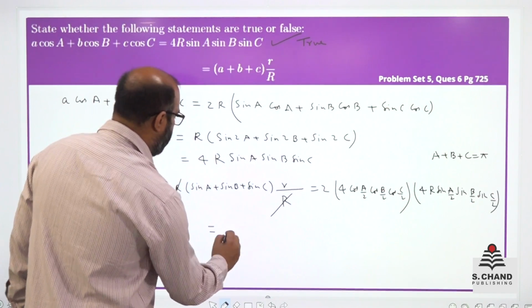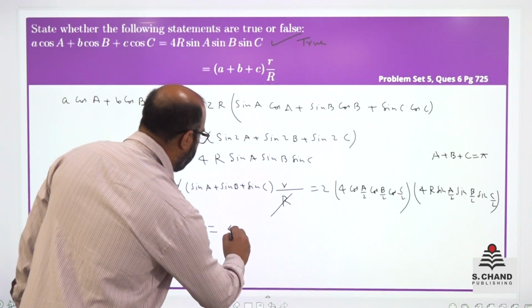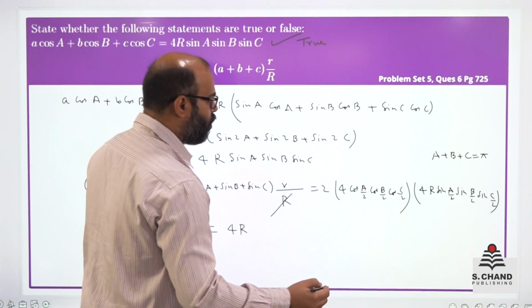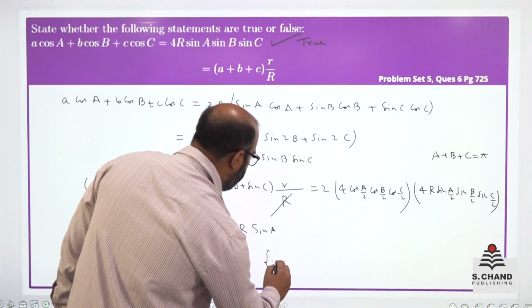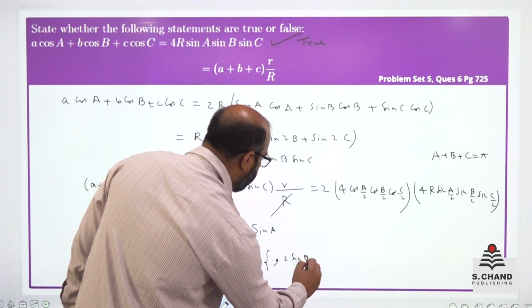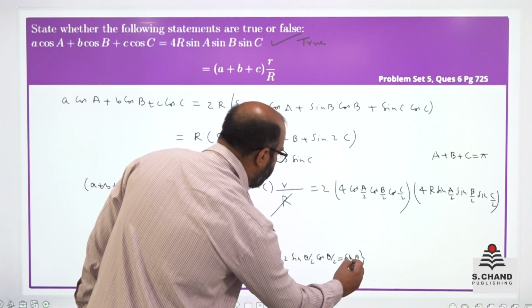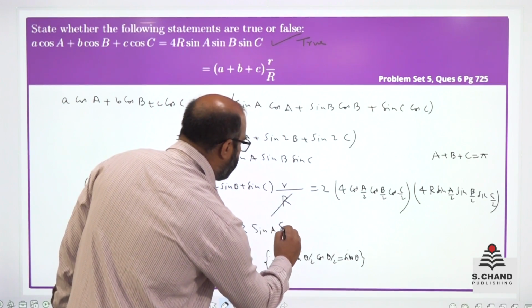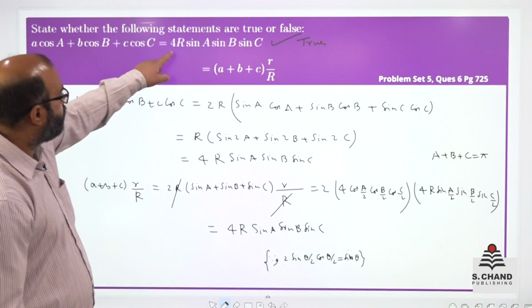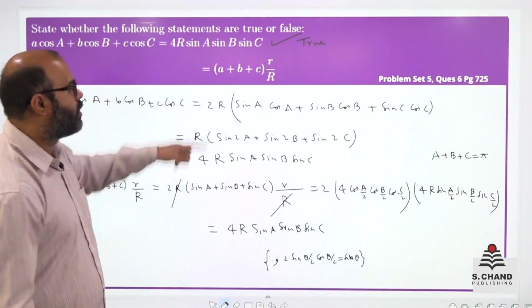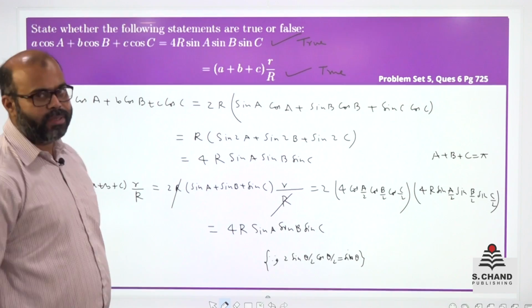So this becomes equal to 4R, and 2 sin A by 2 into cos A by 2 will become sin A. What formula are we applying? Because 2 sin theta by 2 into cos theta by 2 is equal to sin theta. Sin A, sin B, sin C. So 4R sin A sin B sin C, this is equal to this. So this is also true. So we can say yes, the following statements are true.